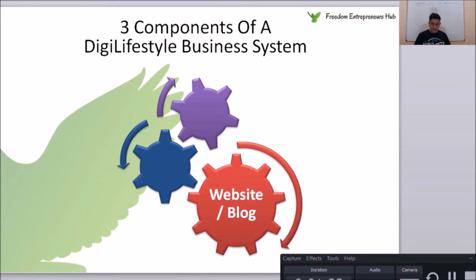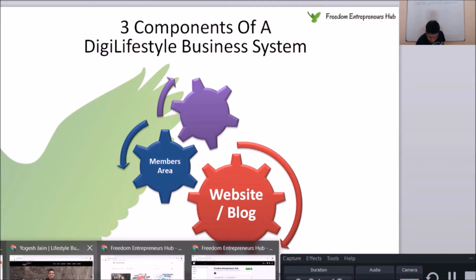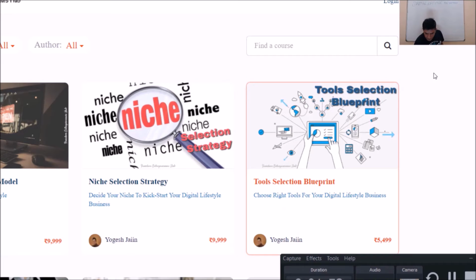Then the second component of the digital lifestyle business system is you should have a members area. See, the website is for the people to come and see who you are, and they need to get to know more about you. The members area is when they become your customer, when they buy your products, maybe for a couple of free courses also, they should get into my members area. I'll show you the example of my members area, how exactly I have created it. You're already part of this, so you know how exactly this looks.